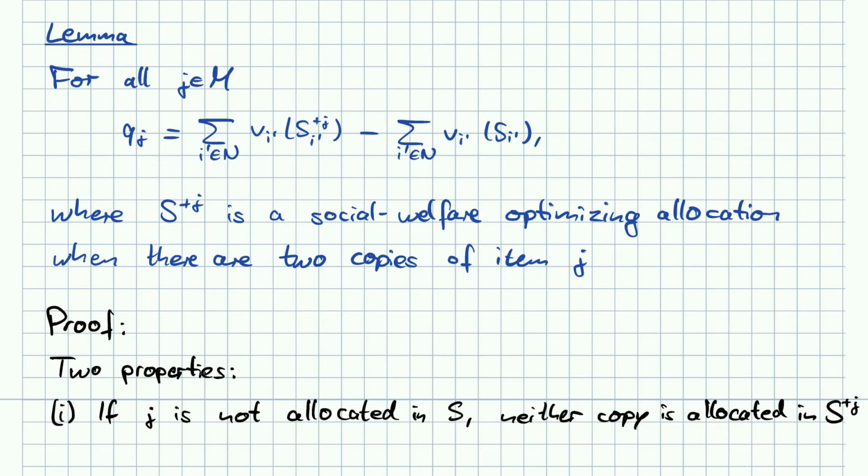Is this surprising? Not really. Why that? Because we now have an allocation S, which has each item only once. Now we're giving this allocation another copy of item J. But before, item J wasn't even used. Now we'll have another copy of this item J. So now we have two items J. But why should we now start using them if before we didn't actually care that we had one copy?